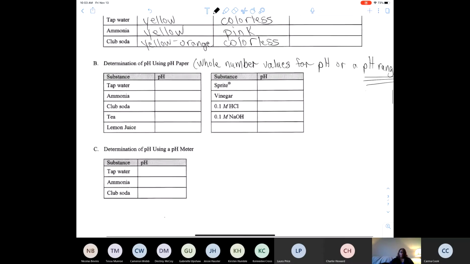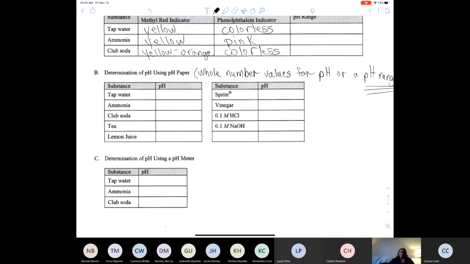For part B, using your pH paper, as I stated earlier, if it appeared that the color the pH paper changed to, using the little guide, could have been between two different colors, then it's okay to use a range. For example, the lemon juice. I would have said that it's maybe between 2 and 3. They have that dark red color change. Or another example, like the Sprite. For me, it looked like it could have been between 3 and 4.